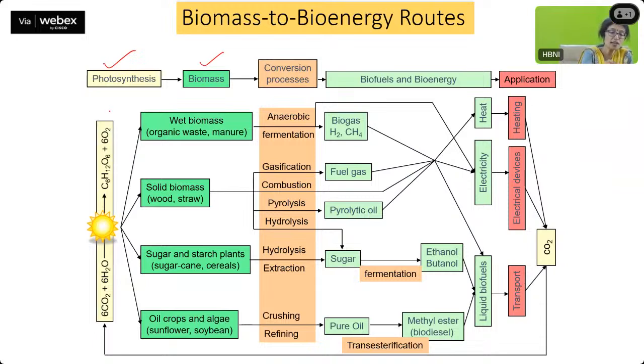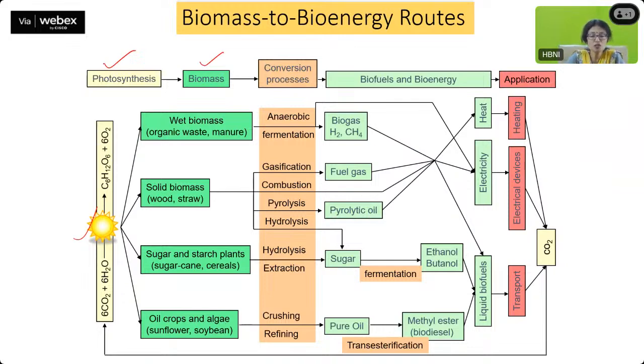Now, if you look down, what you find is the photosynthesis process, which is given over here. Among the biomass, you have different kinds of biomass. You can have wet biomass like organic waste and manures. Then you can have solid biomass, wood, straw. Then sugar and starch plants, like sugar cane and cereals, can be another kind of biomass. You have the sugar cane bagasse, which is being used a lot for the production of energy from biomass. Then you have different oil crops and algae, like sunflower and soybean. Once you have taken out the entire oil from the soybean and all the other important parts are gone, whatever is left can be used to generate this kind of biofuels and bioenergy.